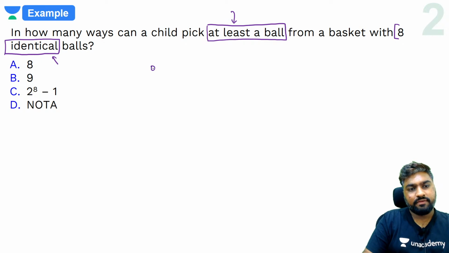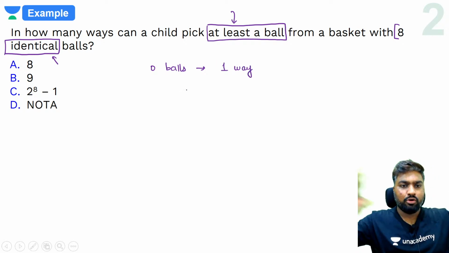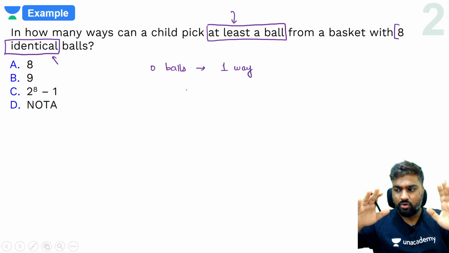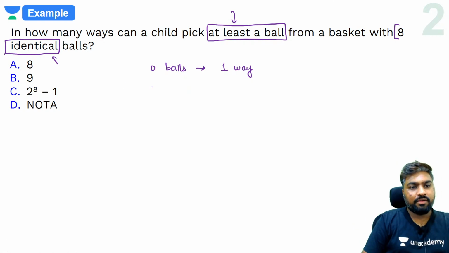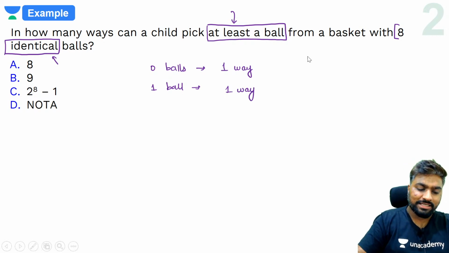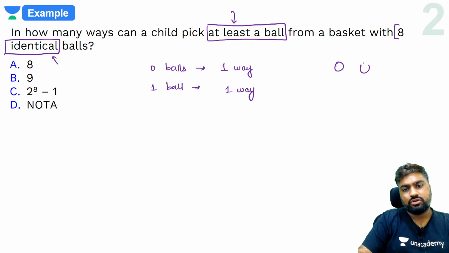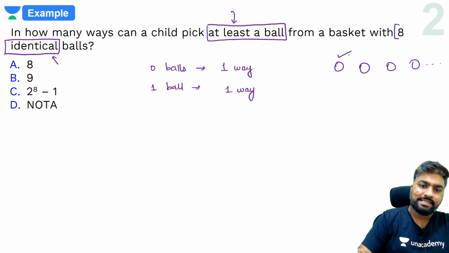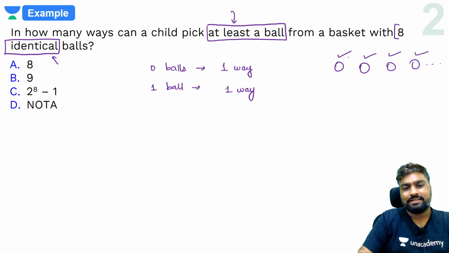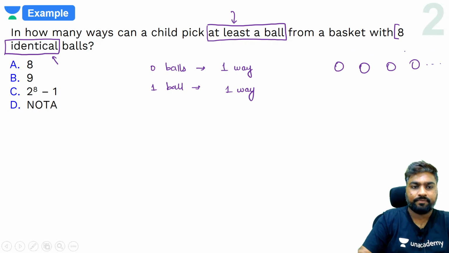If 0 balls were to be picked, there's one way of doing it: say no to everybody. Correct? If 1 ball is to be picked up, there is one way of doing it. Why one way? Because all the balls are similar. So whether I select this, or this, or this, it's going to be the same one ball only, right?